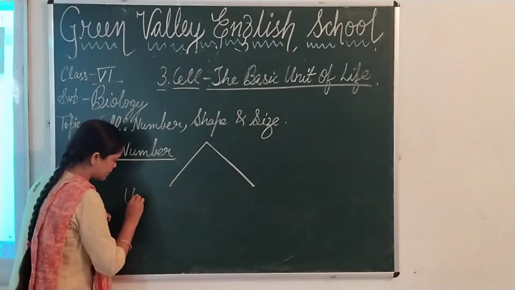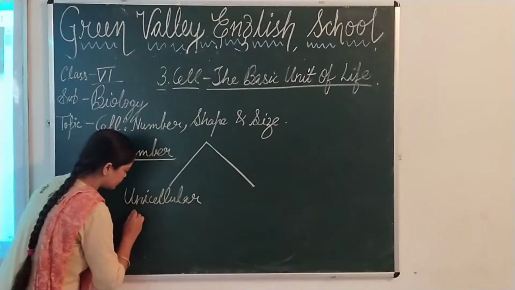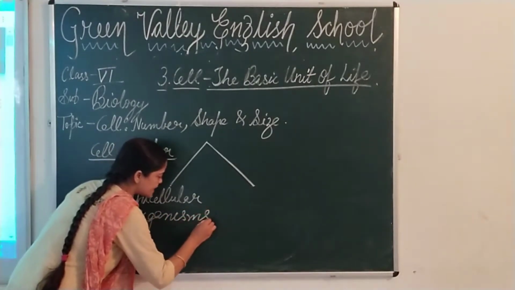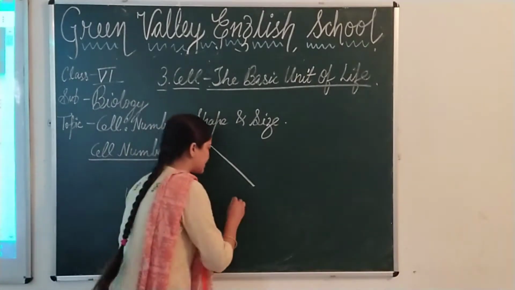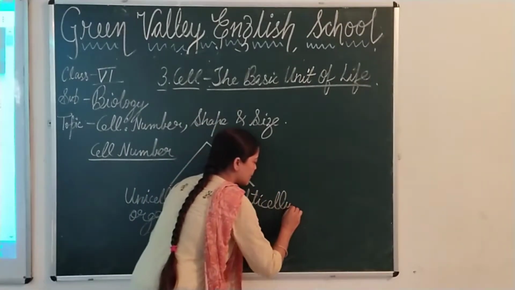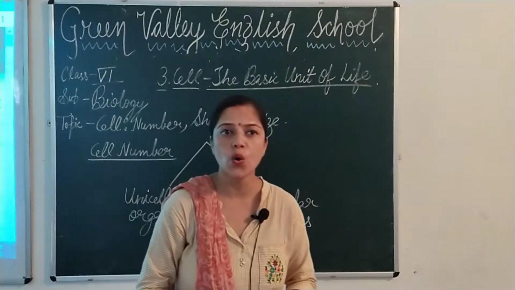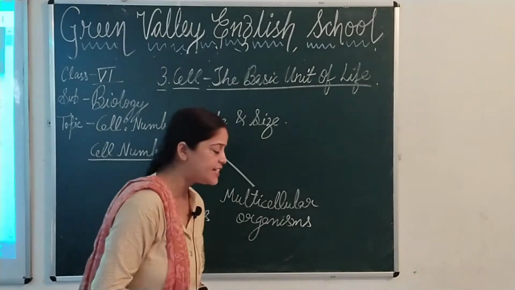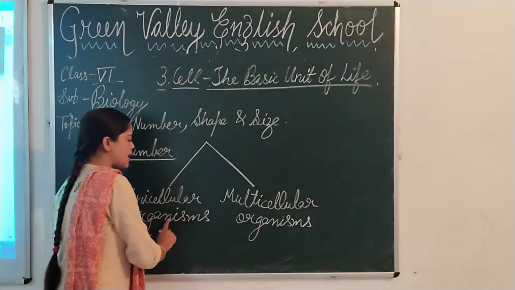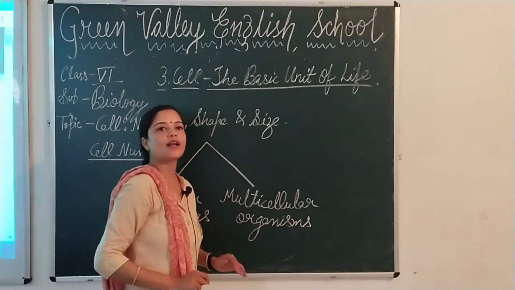Unicellular organisms and multicellular organisms. So, on the basis of number of cells, there are two types of organisms: unicellular organisms and multicellular organisms.